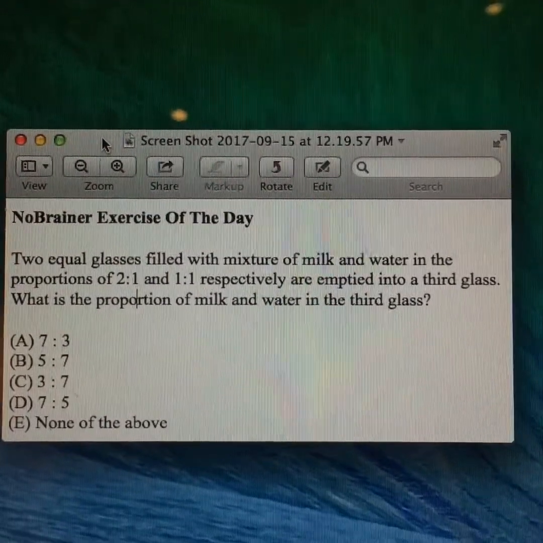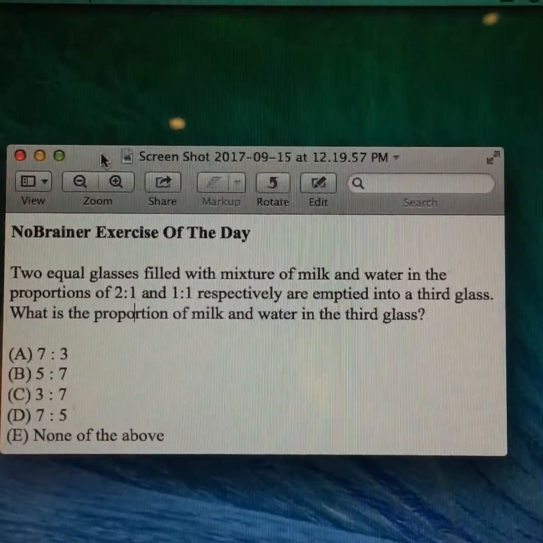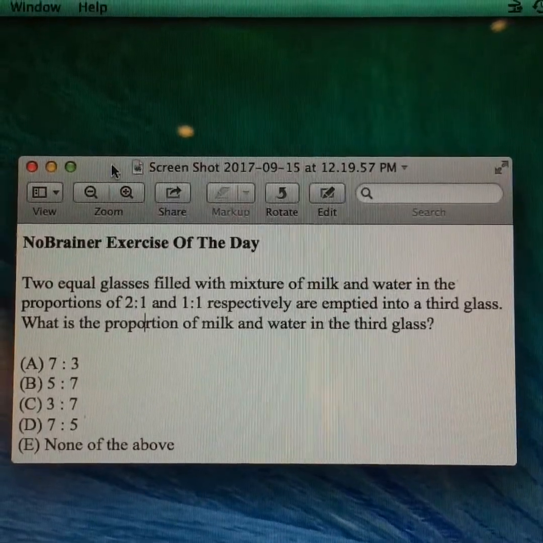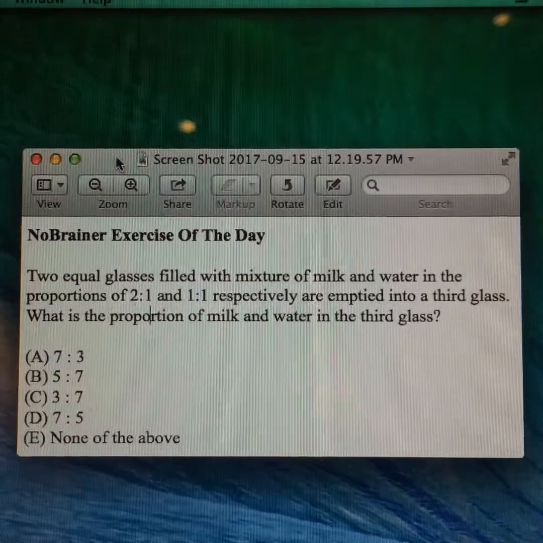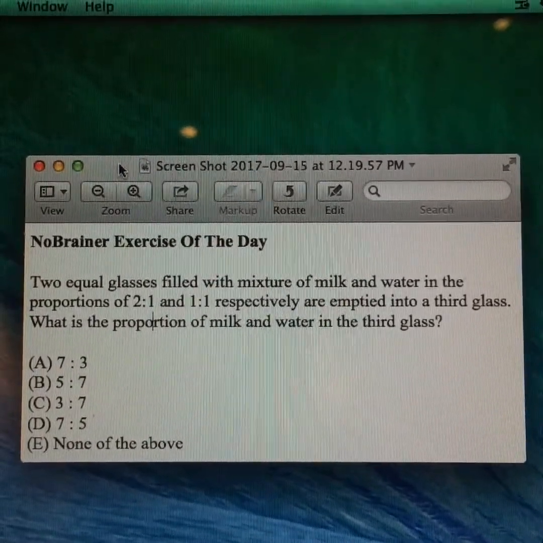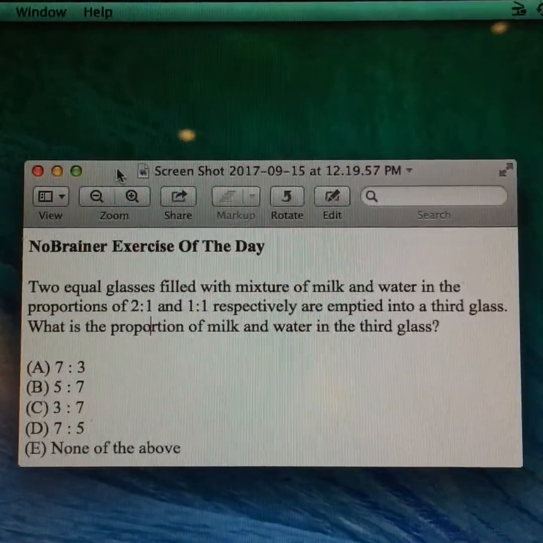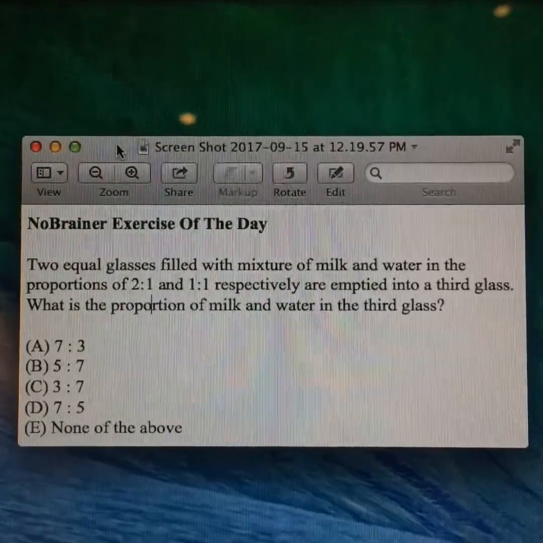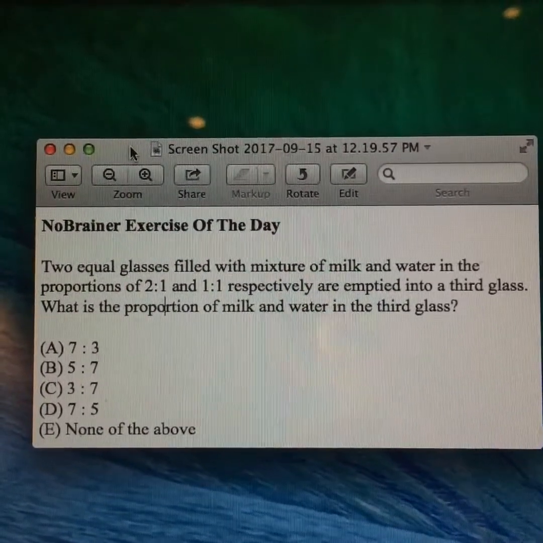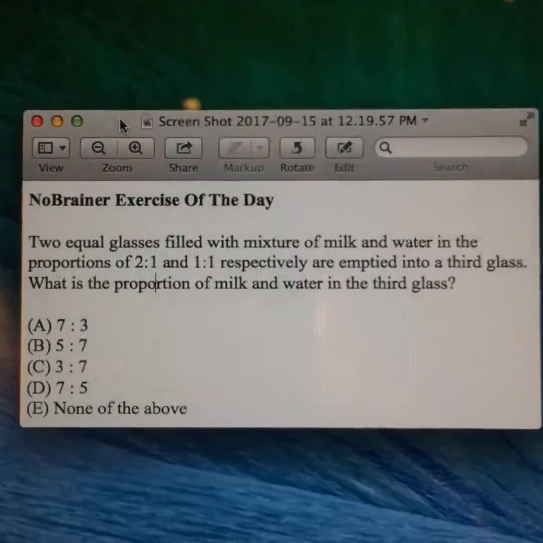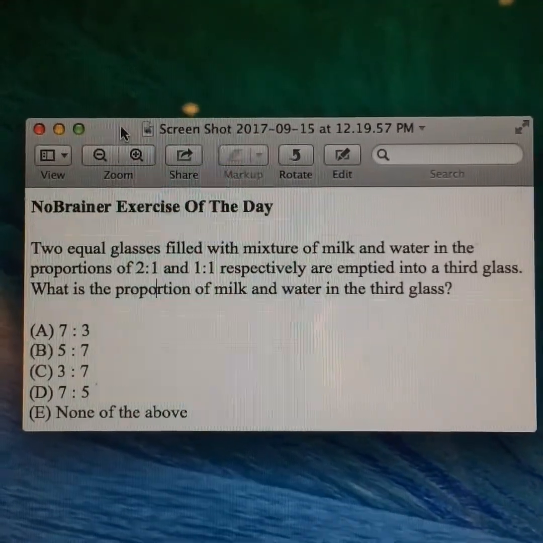2 equal glasses filled with mixture of milk and water in the proportions of 2:1 and 1:1 respectively are emptied into a third glass. What is the proportion of the milk and water in the third glass? And we have choices A through E of different ratios, with E being none of the above. So let's jump right into it.